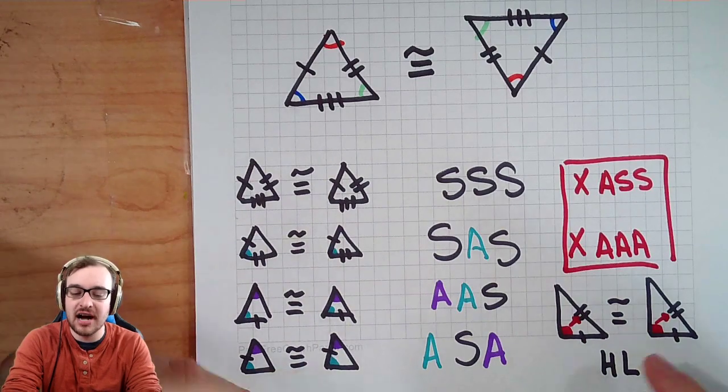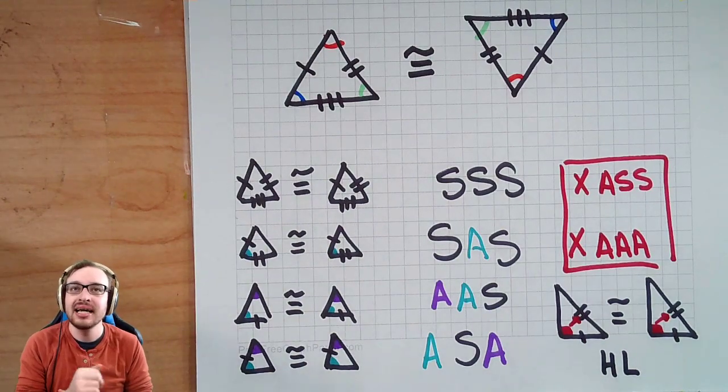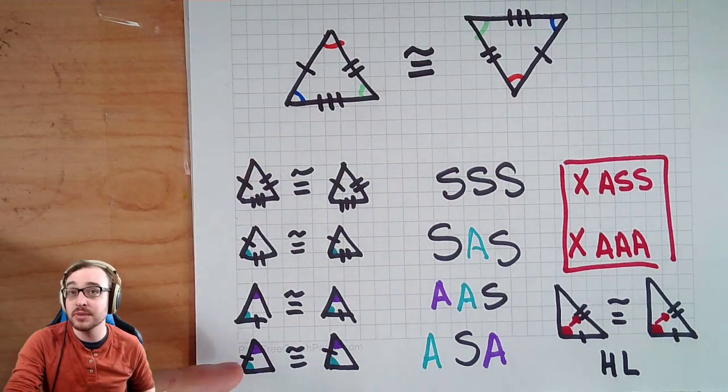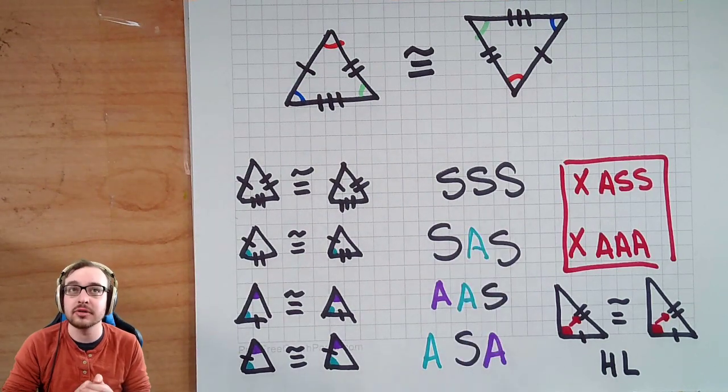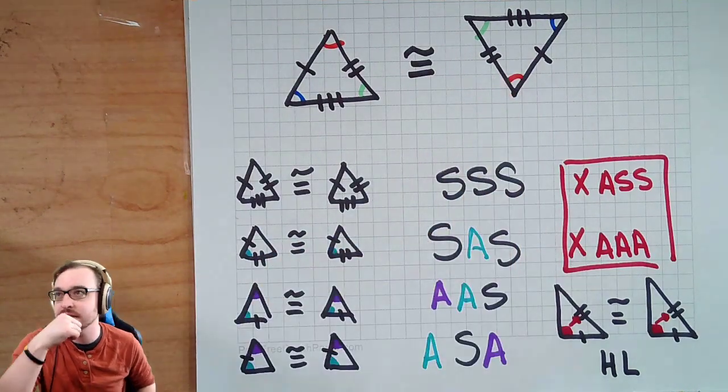So these are our 5 postulates that are going to help us prove triangles congruent. And our job is to be able to collect enough information to be able to use them, right? To get enough sides or enough angles to be able to prove triangles are congruent without having to check every single side and every single angle.